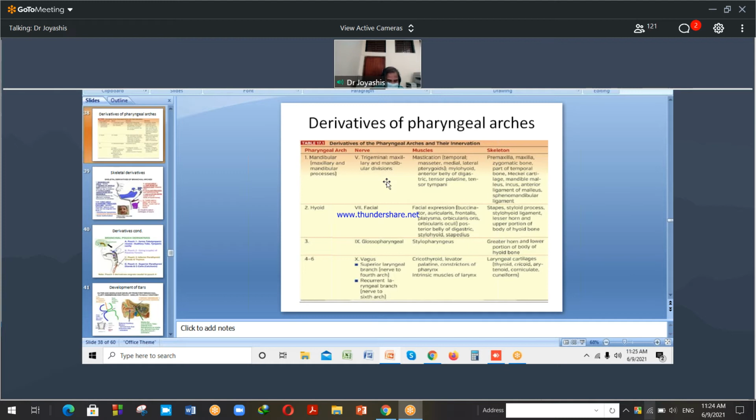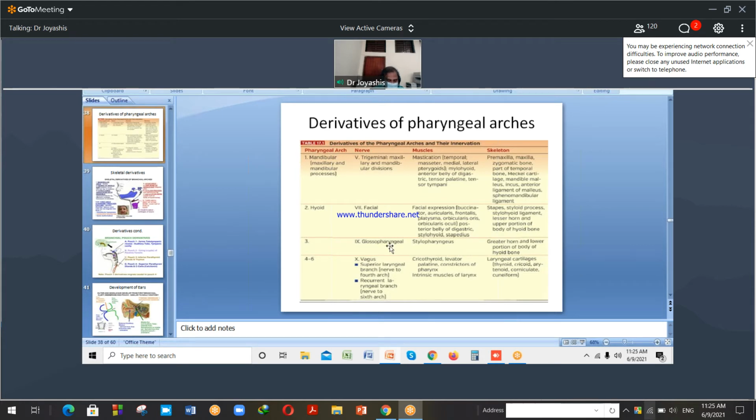The second or hyoid arch: the nerve is the seventh cranial nerve, the facial nerve. The muscles derived are the muscles of facial expression, stapedius, stylohyoid, and the posterior belly of the digastric muscle. The anterior belly of the digastric derives from the first pharyngeal arch, but the posterior belly derives from the second arch. The remaining skeletal structures are the stapes of the middle ear, styloid process, lesser cornu of the hyoid, upper part of the body of the hyoid bone, and the stylohyoid ligament. The stylohyoid ligament develops from the second arch.